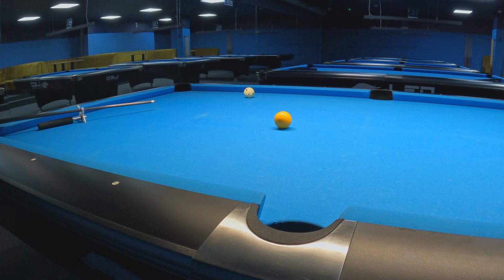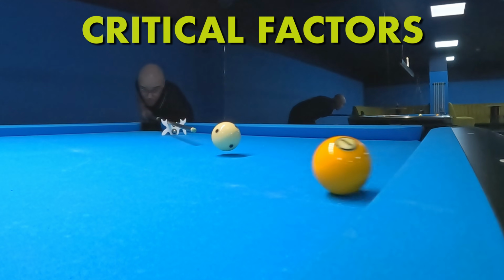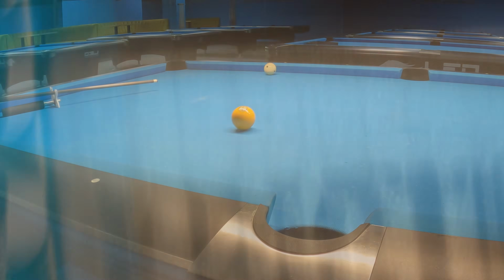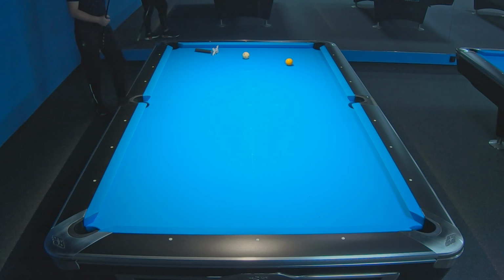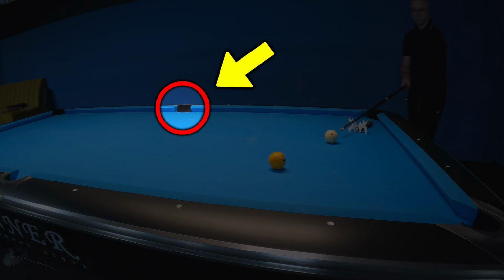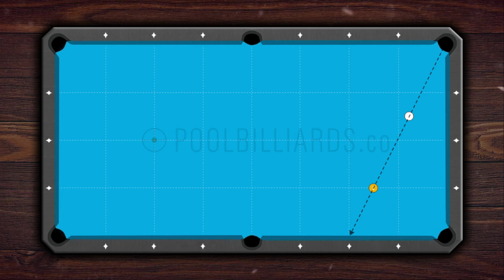First of all, we need to understand what the angle of incidence and angle of reflection are, and what factors have an impact on the trajectory of balls. As you can see, we face this situation where I need to play a one-rail bankshot into this side pocket. If we draw a line through these balls, then we can see that this line is going from this point to this point.